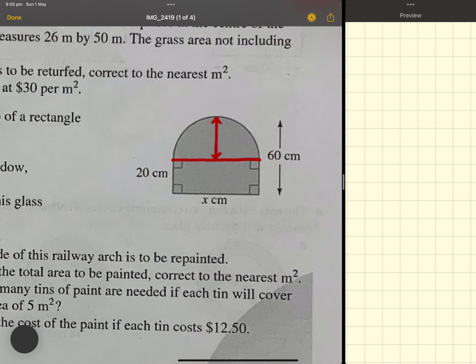Okay. To find that, we're going to look at this shape and divide it into a triangle for the top. I'm going to find the area of this triangle. Then I'll find the area of this rectangle at the bottom. So I'm going to put it on this side here.